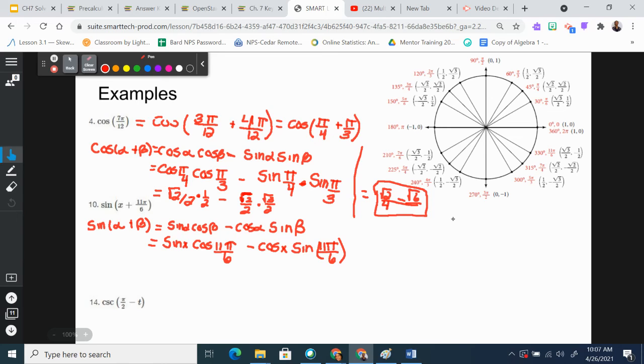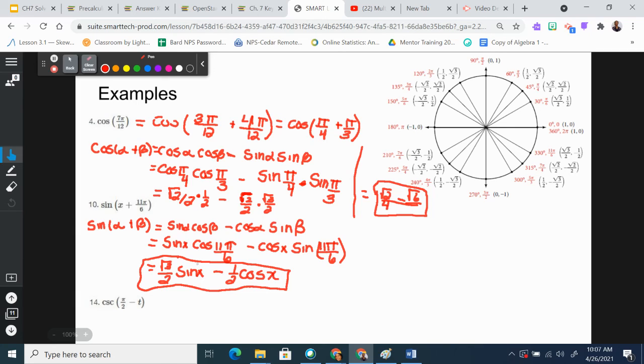So now I can just go to my unit circle to figure out what this value is. The cosine of 11 pi over 6 and the sine of 11 pi over 6. So I see it right here. So my cosine is square root 3 over 2. So I could just move that to the front. The sine of x I'm going to have to leave alone. I can't do anything about that. That's as simple as it gets. And then minus the sine of 11 pi over 6. That's 1/2. So we're going to move that to the front, and I'm going to put a cosine of x. And this is as simple as we can make it. Right there.